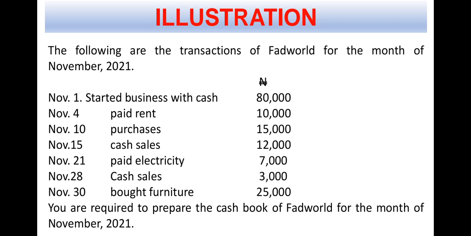So let's take an illustration on a single column cash book. The following are the transactions of Fadward for the month of November 2021. November 1, started business with cash 80,000 naira. November 4, paid rent 10,000 naira. November 10, purchases 15,000 naira. November 15, cash sales 12,000 naira. November 21, paid electricity 7,000 naira. November 28, cash sales 3,000 naira. And November 30, bought furniture 25,000 naira. You are required to prepare the cash book of Fadward for the month of November 2021.